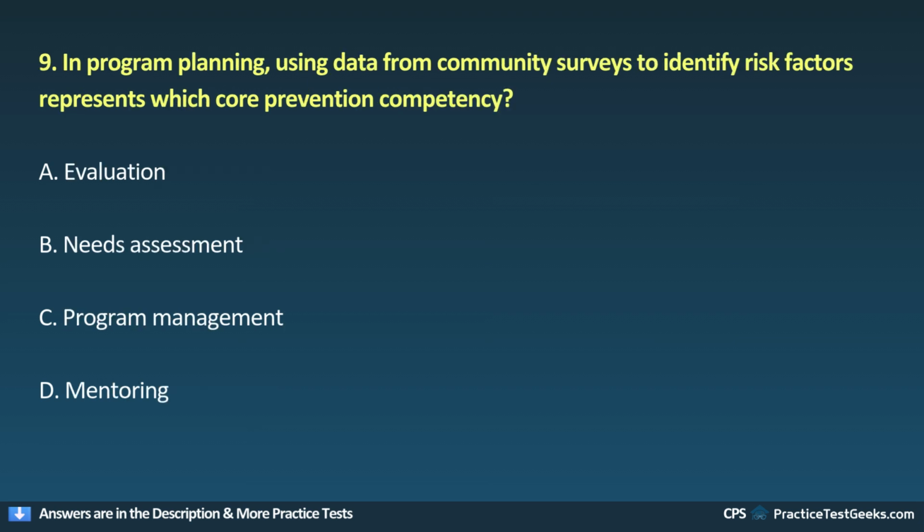9. In program planning, using data from community surveys to identify risk factors represents which core prevention competency? A. Evaluation. B. Needs assessment. C. Program management. D. Mentoring.